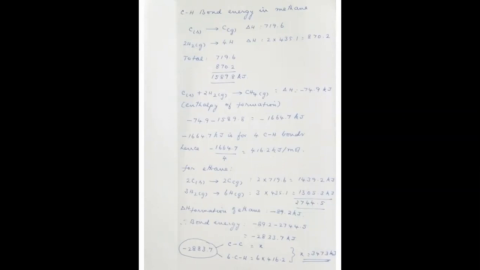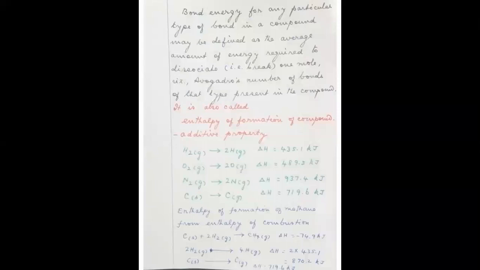But according to the definition, let us read the definition again. Bond energy for a particular type of bond in a compound may be defined as the average amount of energy required to dissociate, that is to break, 1 mole, that is Avogadro number of bonds of that type present in the compound. So what happens? By this calculation, the value that you have attained, minus 1664.7 kilojoule, is for 4 CH bonds. So for 1 CH bond, it has to be divided by 4, and what you are getting is 416.2 kilojoule per mole.